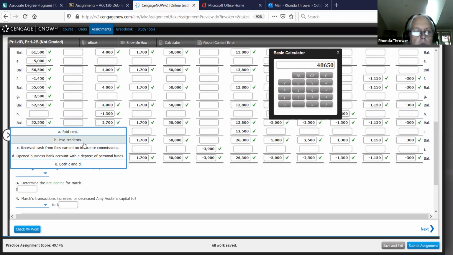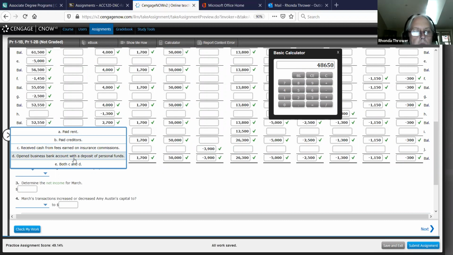Does that make sense to you? If you paid creditors, your cash is going down, which is an asset, and your liabilities are going down. There's no owner's equity at all that is affected. If you receive cash from fees earned, then fees earned is revenue, and revenue increases owner's equity. So this one is correct.